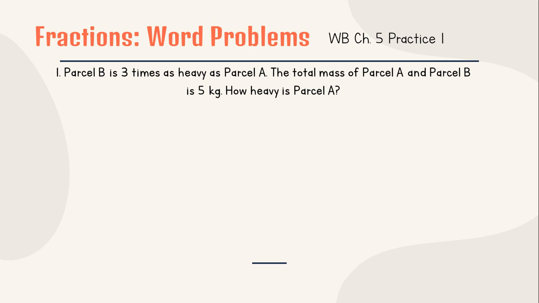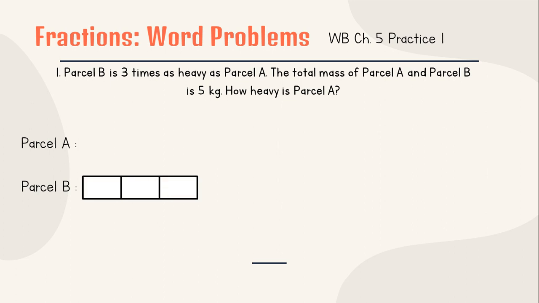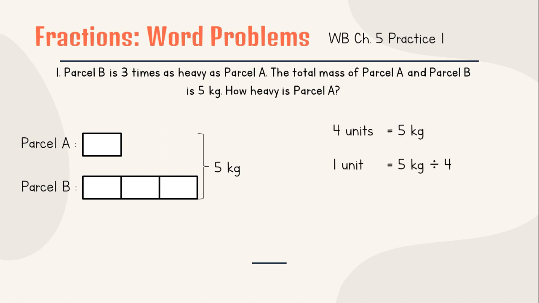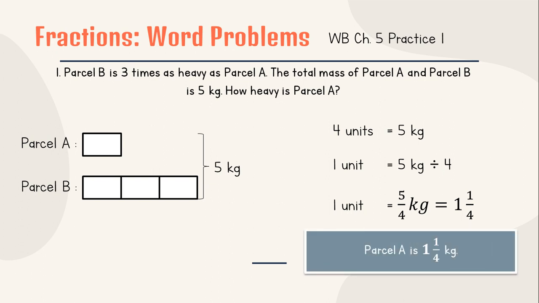So we know that parcel B is 3 times as heavy as parcel A. So if parcel B has 3, well, parcel A will have 1, because parcel B is 3 times A. That's it. And now all of it will be 5 kilograms. How heavy is parcel A actually? So what can we do? 1 unit equals 1 per 4. So parcel A is 1 per 4 kilograms. Kinda easy. If you have any question, just ask me.